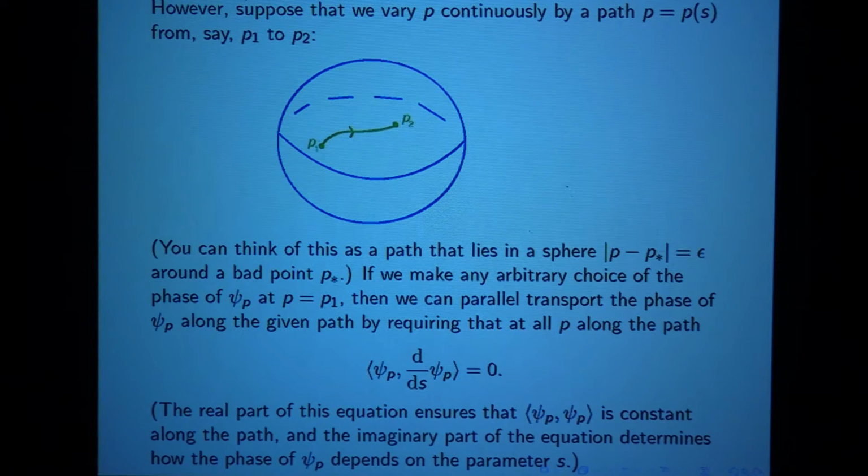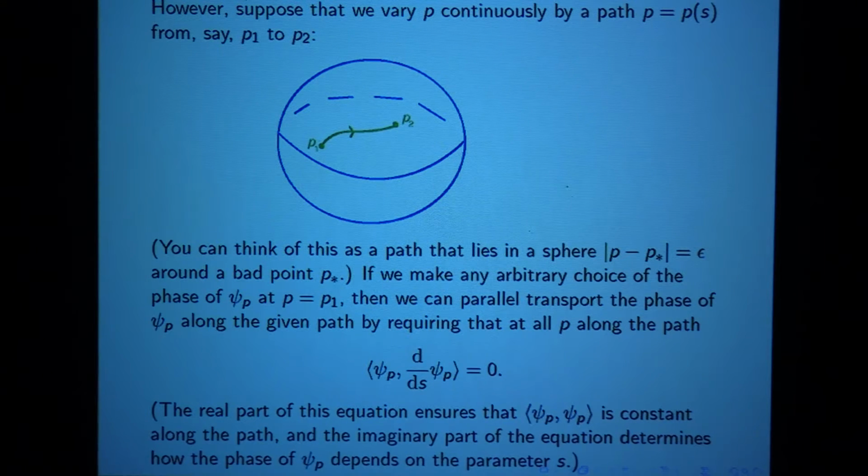You can think of that as a path that lies in a sphere P minus P star equals epsilon around the bad point P star. You don't have to think of it that way. It could be any path in the Brillouin zone away from bad points. But it's fair, since the behavior near a bad point is interesting, it's natural to think of this as a path in a little sphere near a bad point.